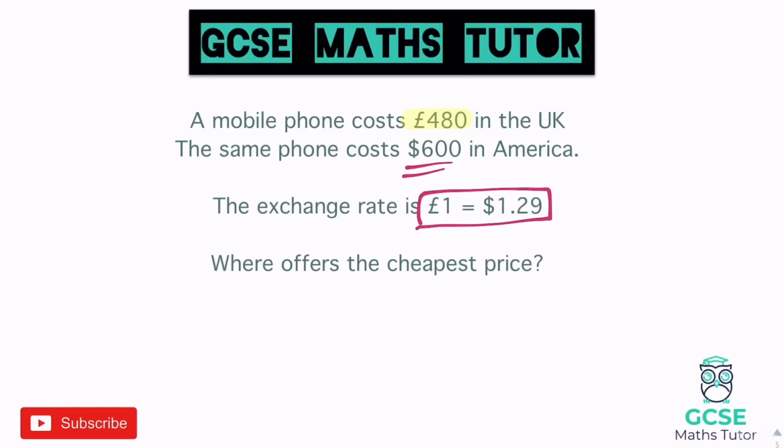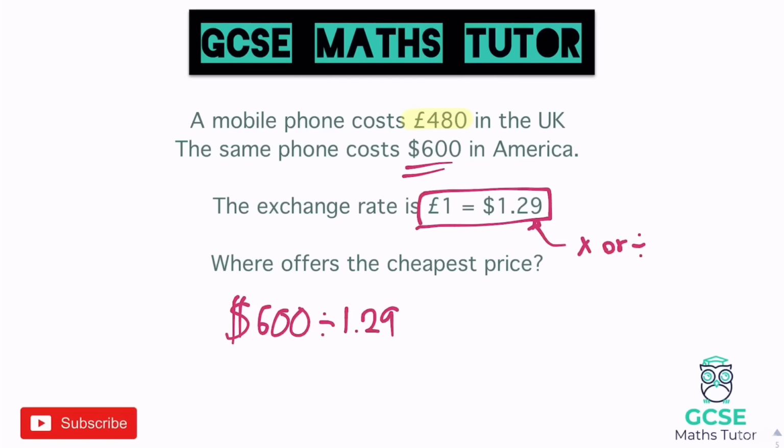So we only have one decision to make, and that is either we times or we divide by this 1.29. Okay, so it's times or divide. But we know logically we're going to get a smaller number in pounds. So when we convert back, we are going to divide. So it's going to be 600 divided by 1.29, and we'll do that on the calculator.